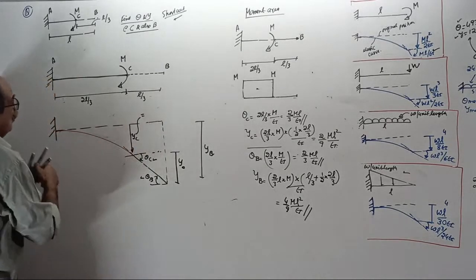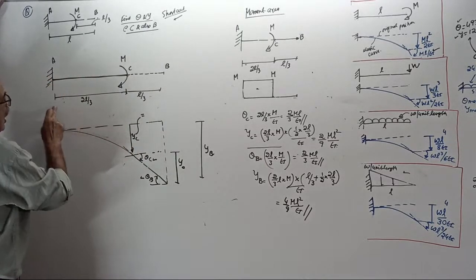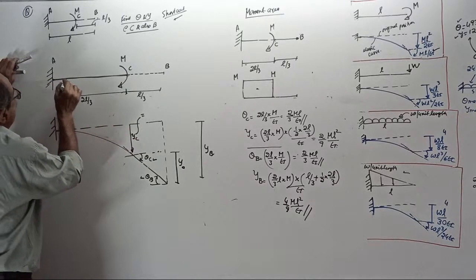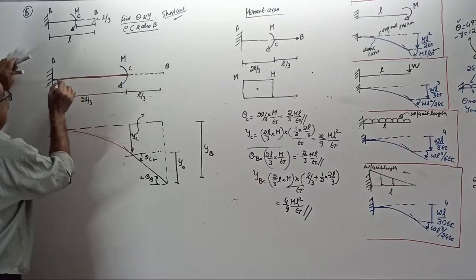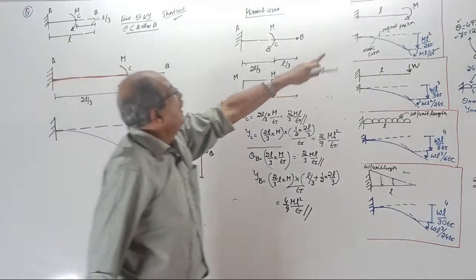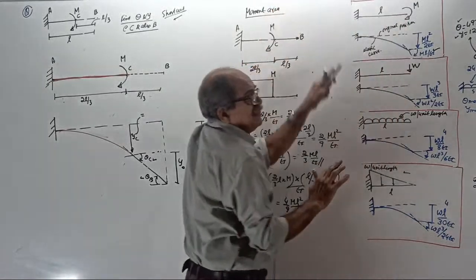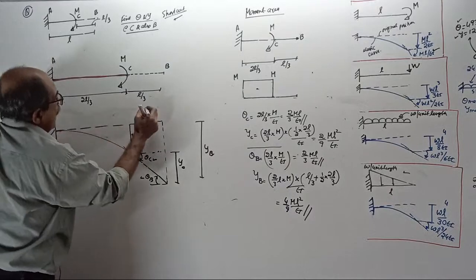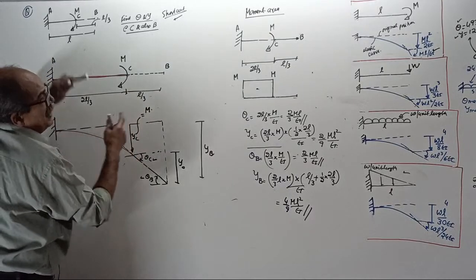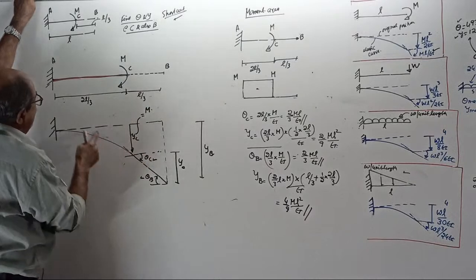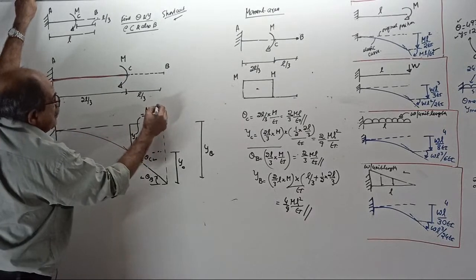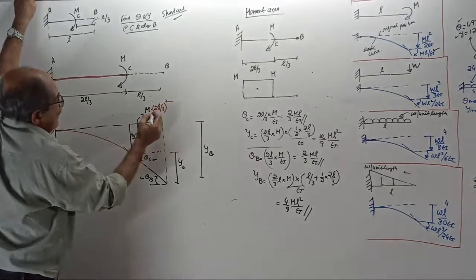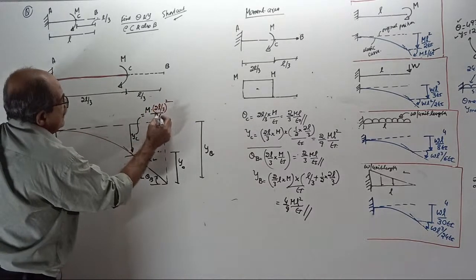YC equal to a cantilever of length 2L by 3. This is the cantilever, I'll make it red color. Now see the formula there. Cantilever of length L, now the length is 2L by 3. So YC equal to M into, what is the formula? ML square by 2EI. L is 2L by 3. M into (2L by 3) square divided by 2EI.